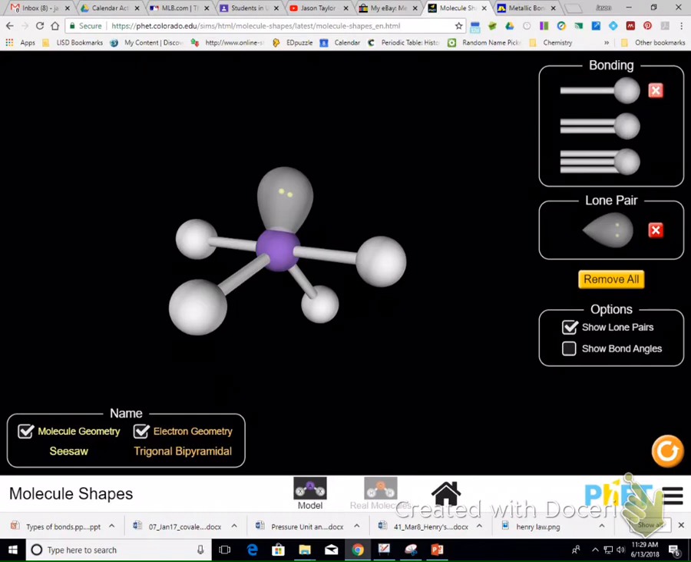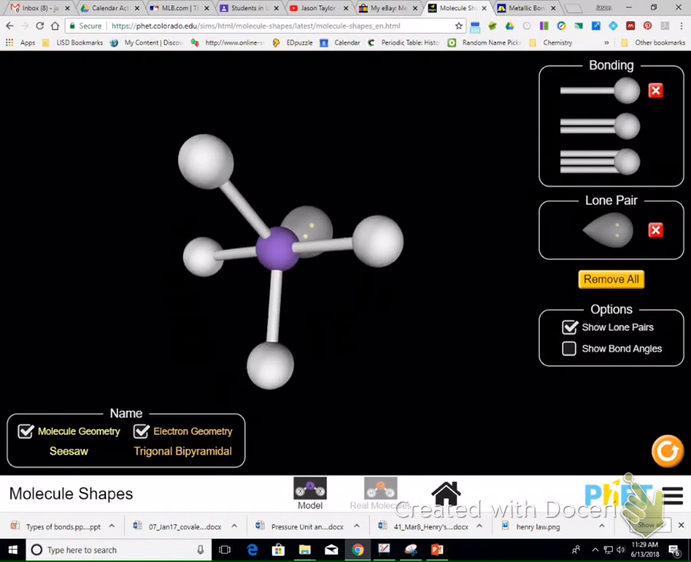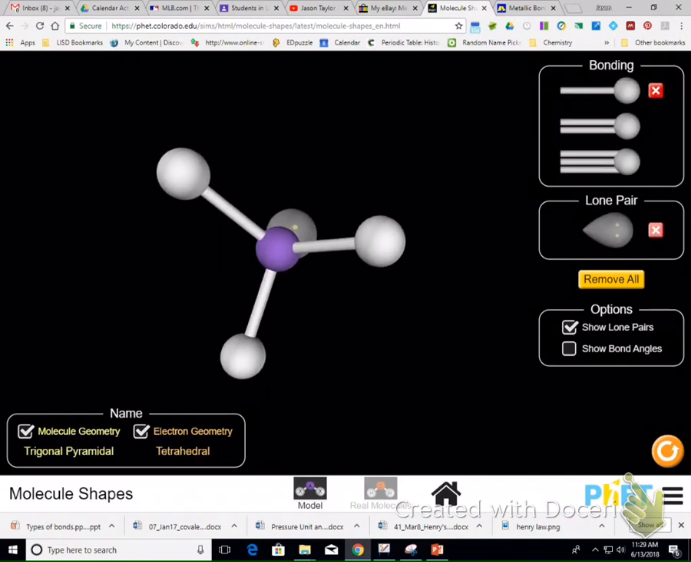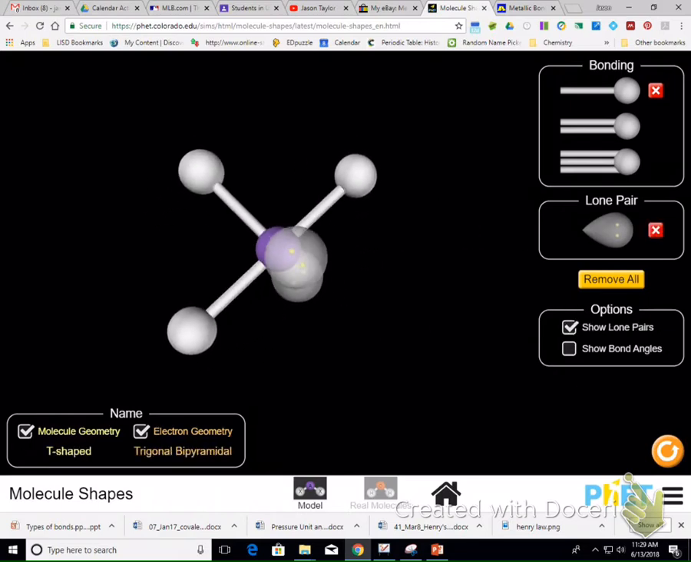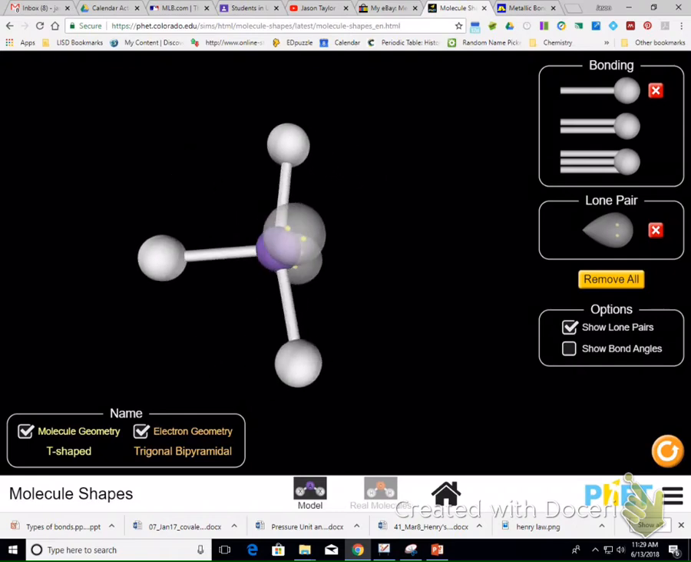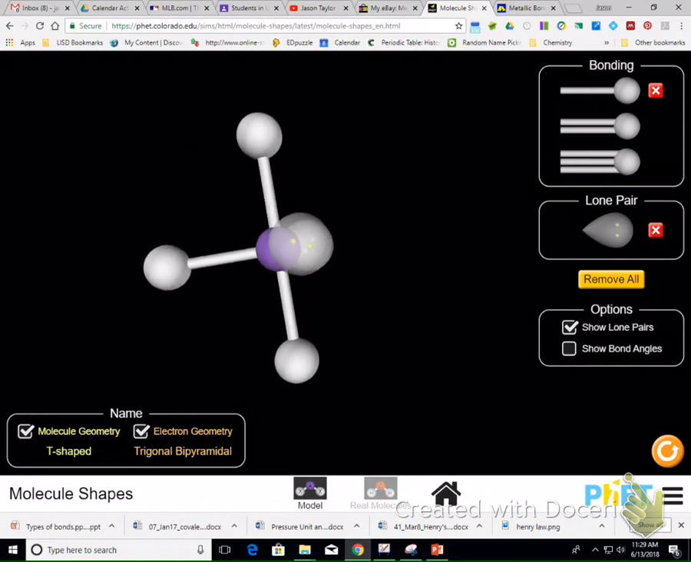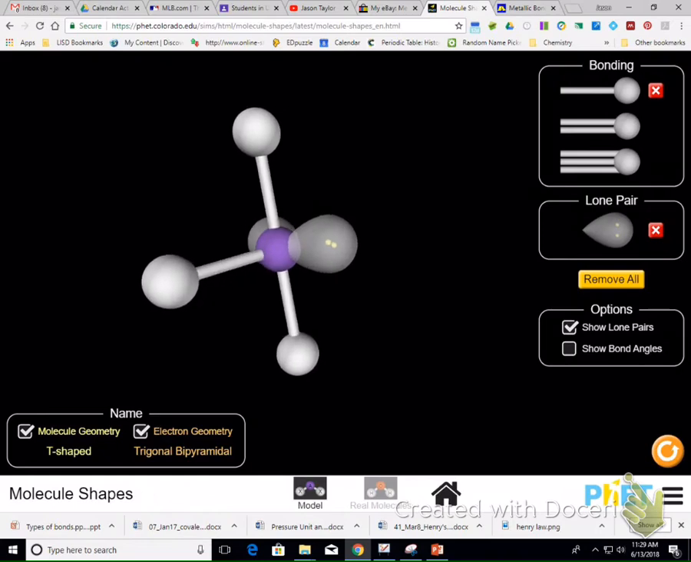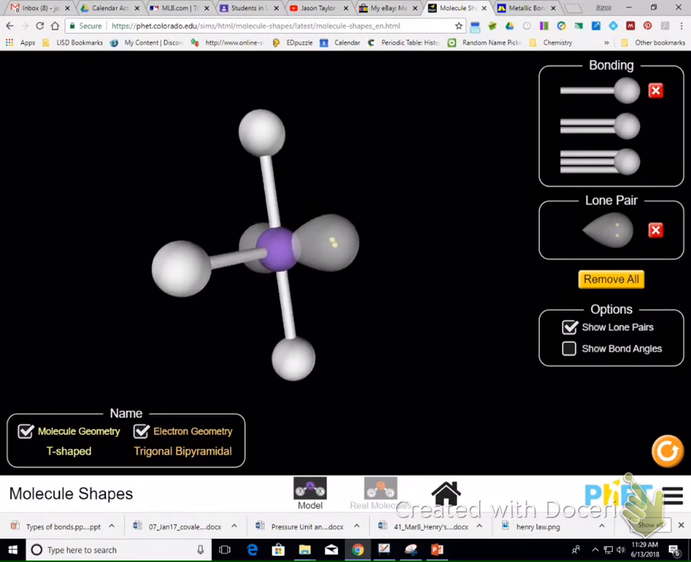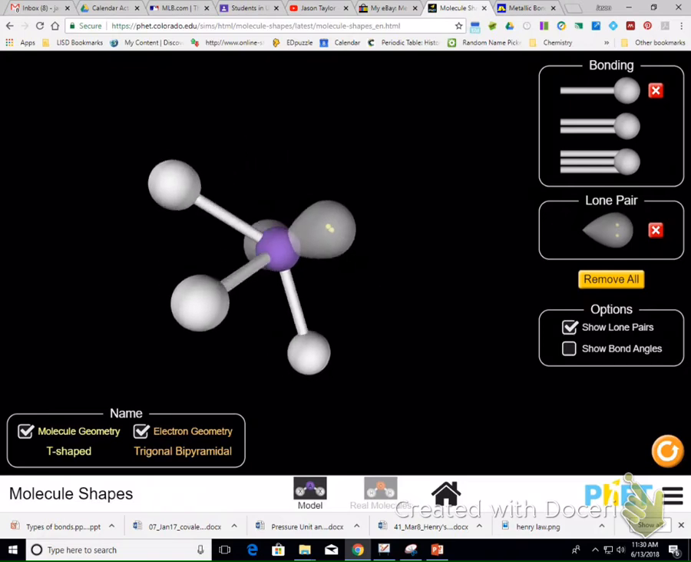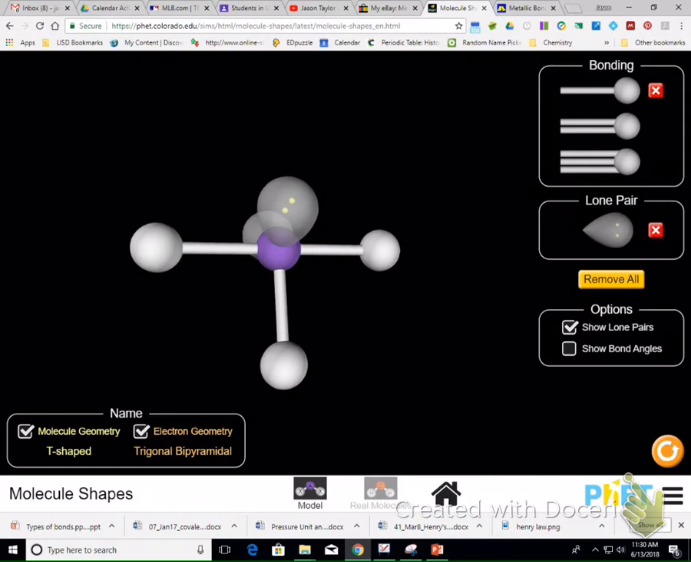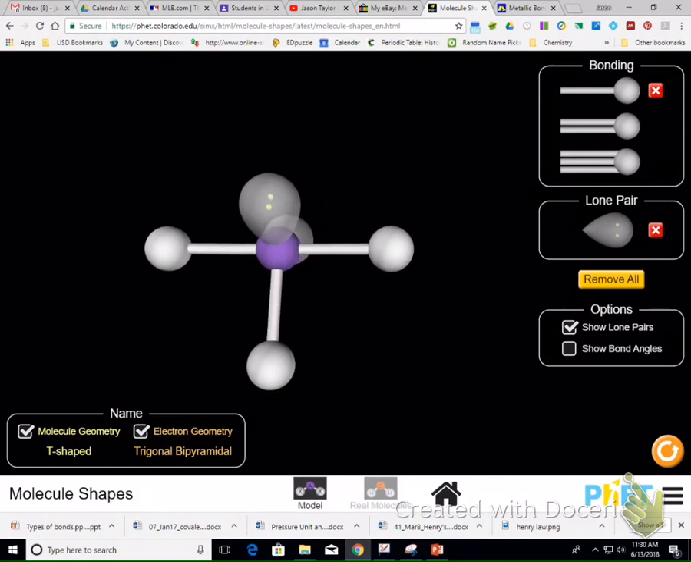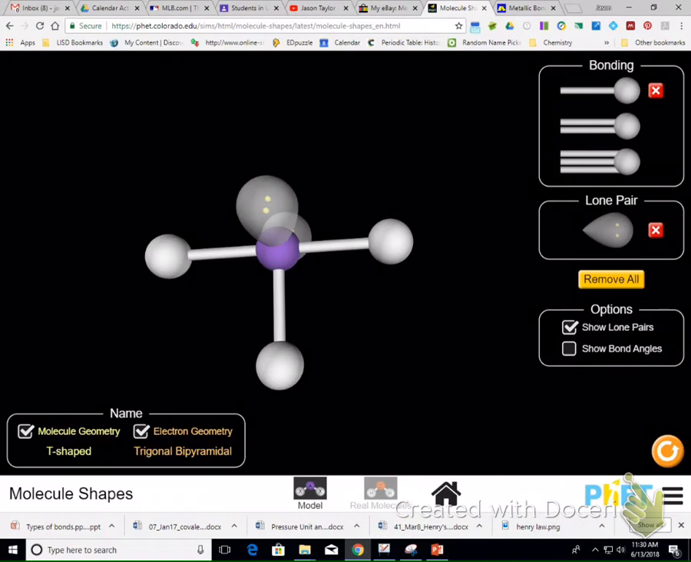If I take away another shared pair and replace it with a lone pair, again, it went into the equatorial position. See that in the equatorial position. This new molecular geometry is called T-shaped, and it's called T-shaped if you just look at what's left behind, terminal atoms and central. You can see a definite T there. Now this T-shape on the screen looks like 90 degrees.